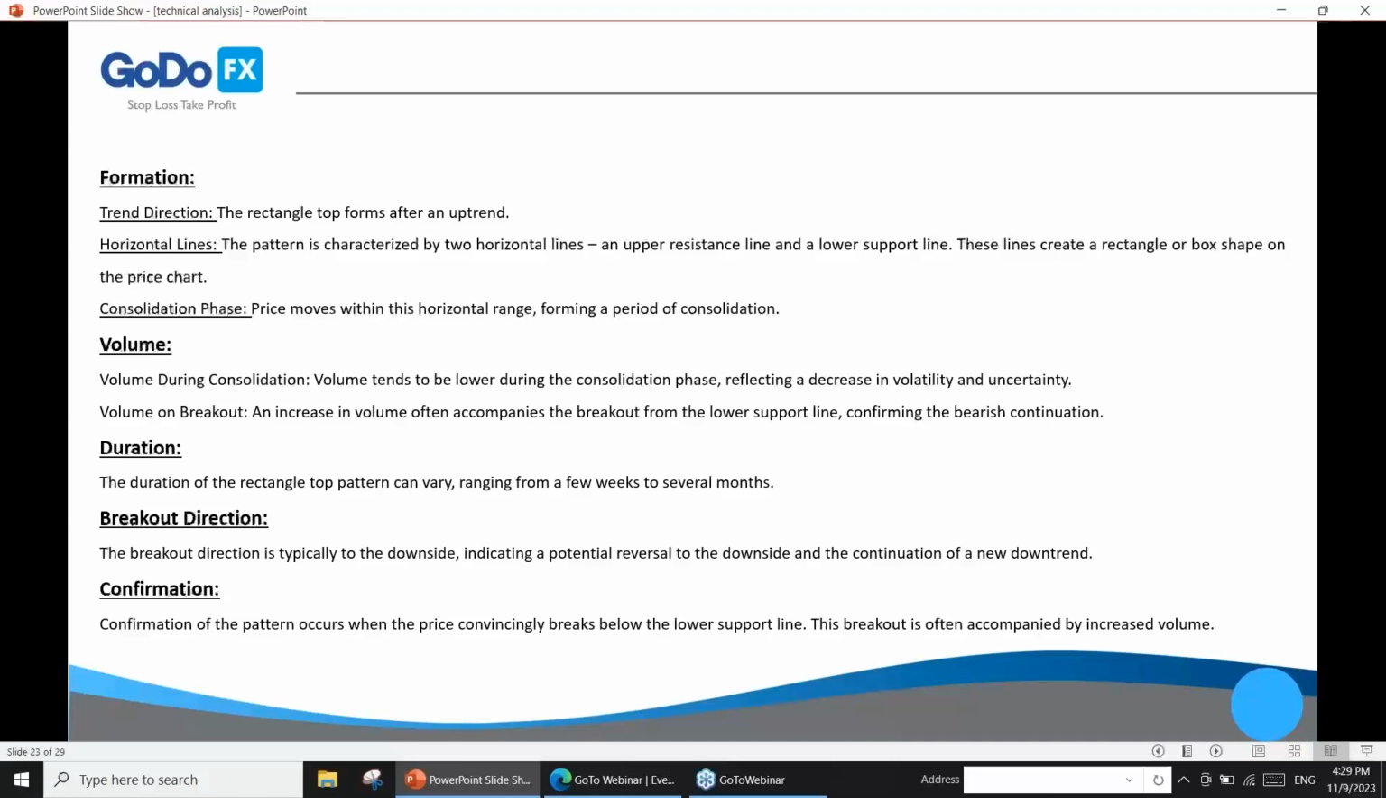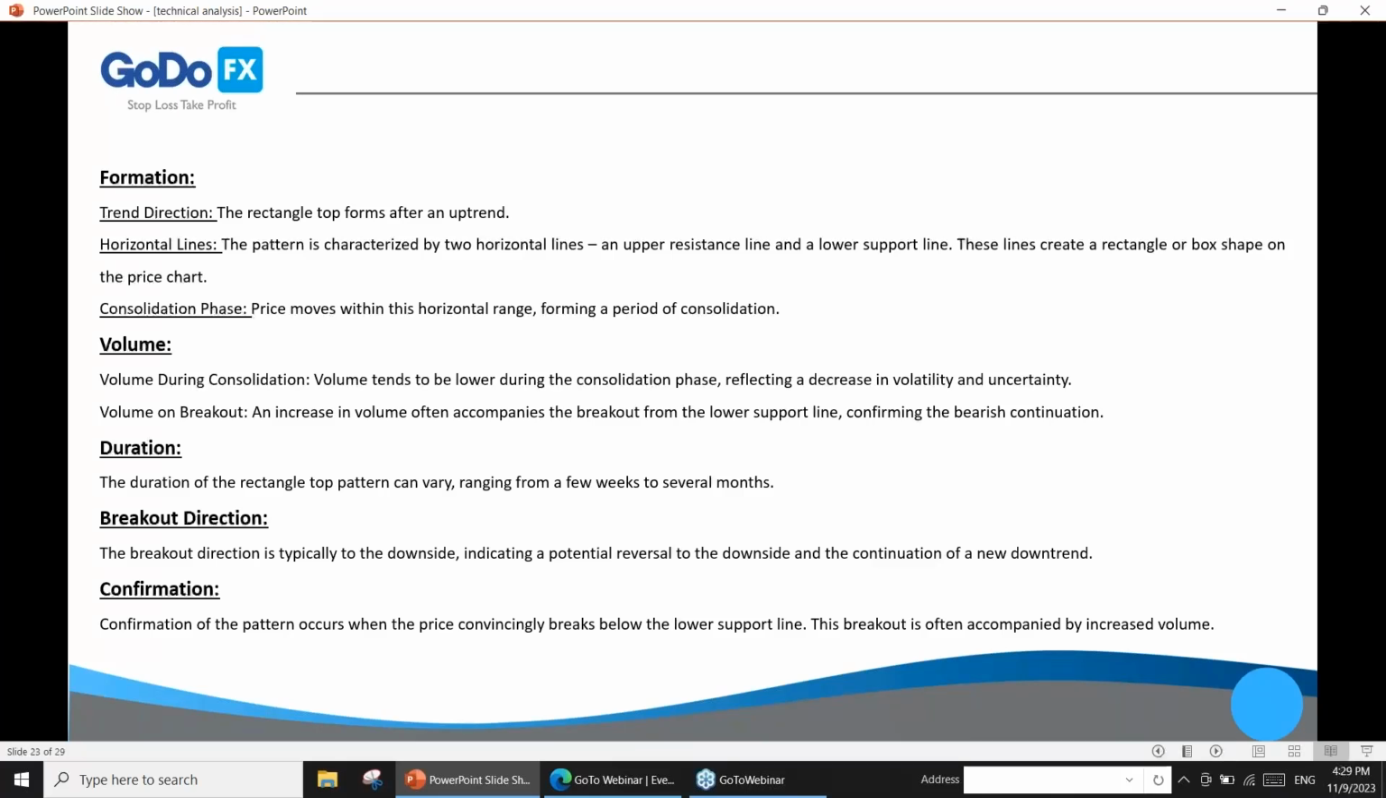So the volume during consolidation will be very low, but once the chart is gonna break out from the lower support line, the volume is gonna be high and confirming the bearish continuation. So the duration of the rectangle top pattern can vary, ranging also from a few weeks to several months. And then the breakout direction is gonna be to the downside.